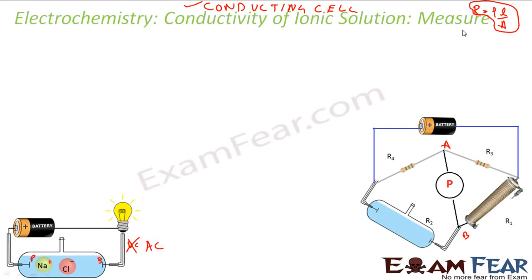For example, if I have a plain platinum, this is a plain platinum, and the second is a platinum plain, and on that you put lots of small platinum. So overall it becomes rough, right? So in that case the surface area increases. You can imagine in this fashion.